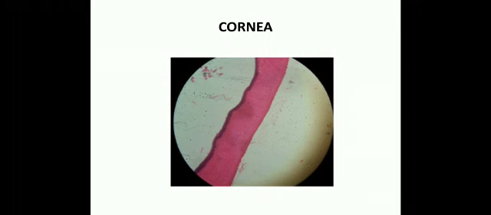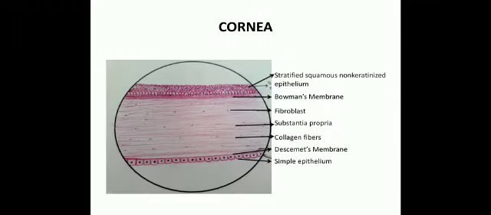Cornea, the microscopic appearance. Here we can make out the stratified squamous non-keratinized epithelium, and posteriorly the simple endothelium, and in between these two the stroma. This is the diagrammatic representation. The cornea looks transparent because the lamellae and the ground substance of the stroma have the same refractive index.